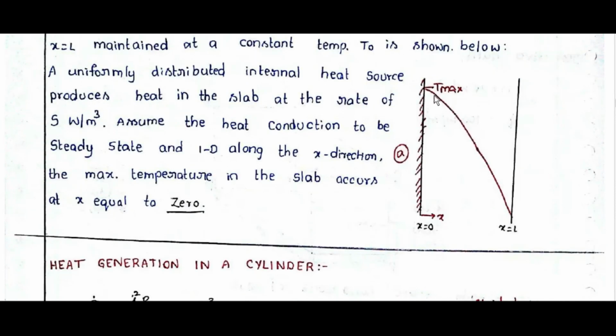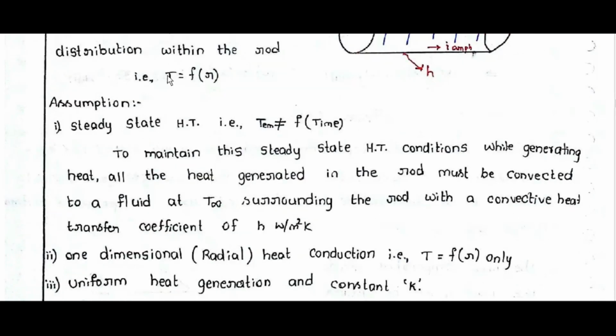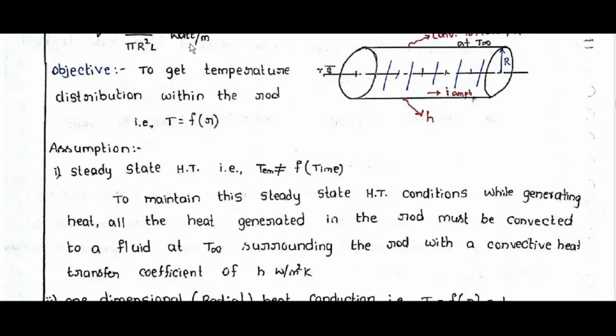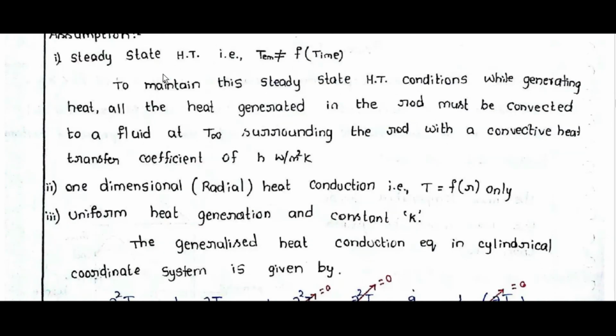dT by dx here is 0. Heat generation in cylinder: Q dot is equal to I square R by pi R square L. Objective is to get watt per meter cube. Objective: to get the temperature distribution within the rod, that is T is equal to f of r.